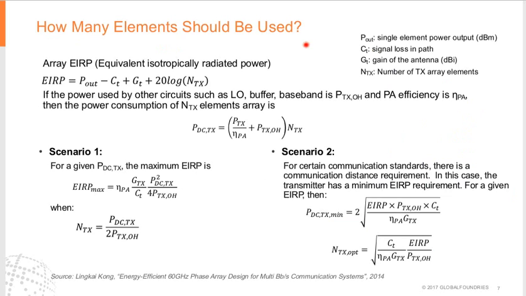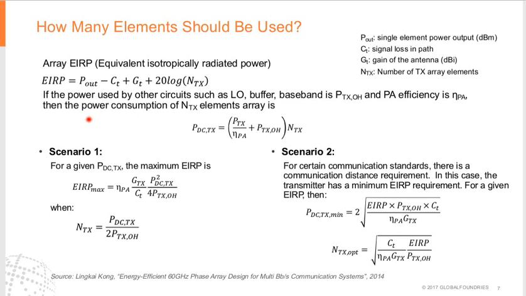So how many elements do we use? One element or more, or 4 elements, 2 by 2 or 4 by 4 or 8 by 8. So the basic equation: the EIRP is the single element power output, minus the path loss, plus the antenna gain, and then plus the array gain from the elements, 20 log of the number of elements.